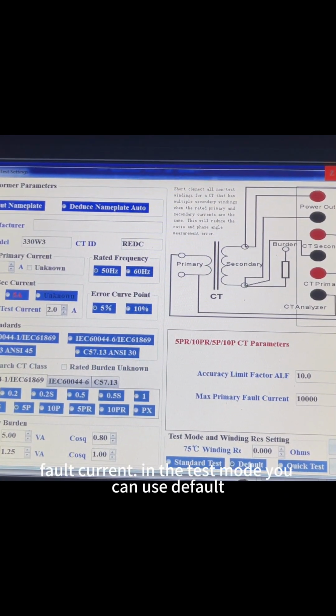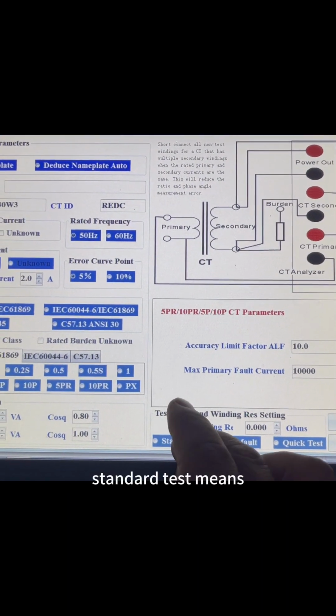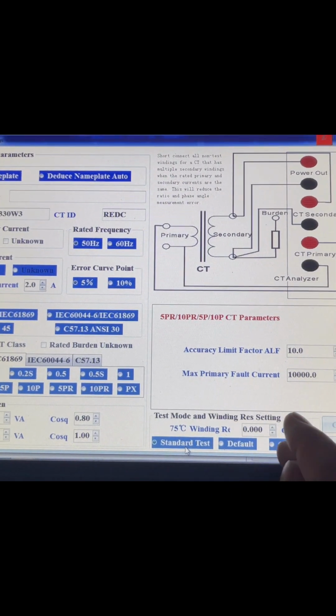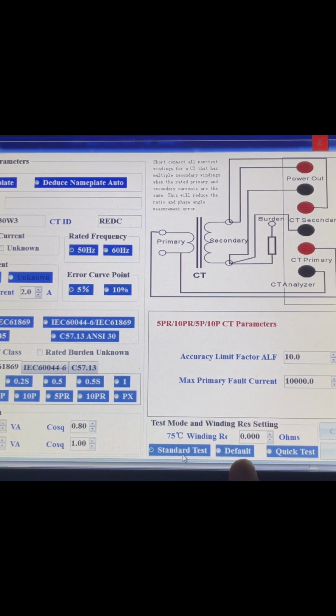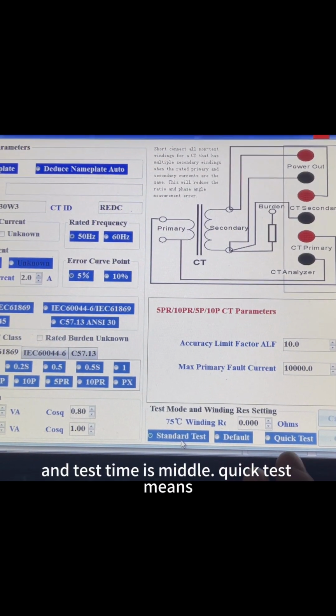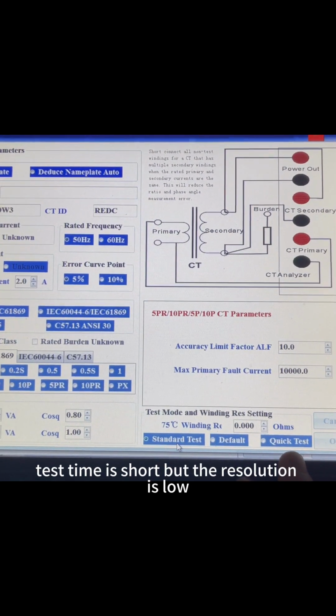In the test mode, you can use default, standard test, or quick test. Standard test means more test time, but the resolution is high. Default means both resolution and test time are medium. Quick test means the test time is short, but the resolution is low.